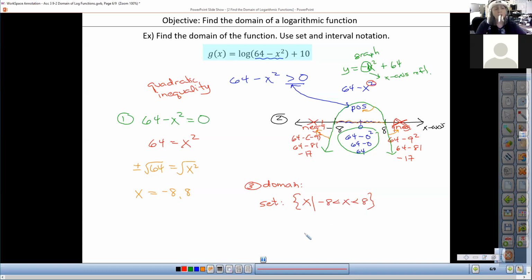For our interval notation, we've only got one interval in our domain, and it starts at a low of negative 8 and goes to positive 8. We use parentheses because the negative 8 and 8 are not included. And remember, that's because the negative 8 and the positive 8 are actually what make our argument equal to 0. And we cannot have an argument equal to 0. We have to have an argument that is greater than 0. So these numbers at the ends of our intervals will never be part of our domain. So that finishes up this problem.